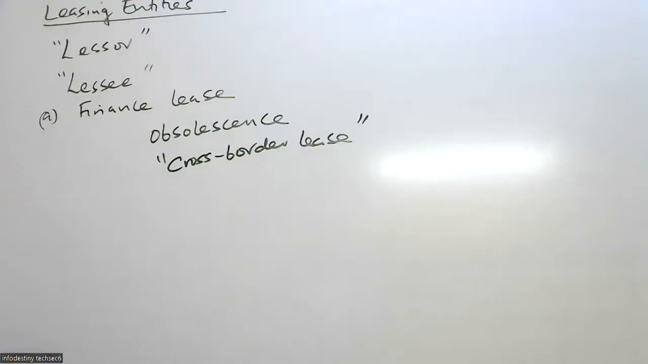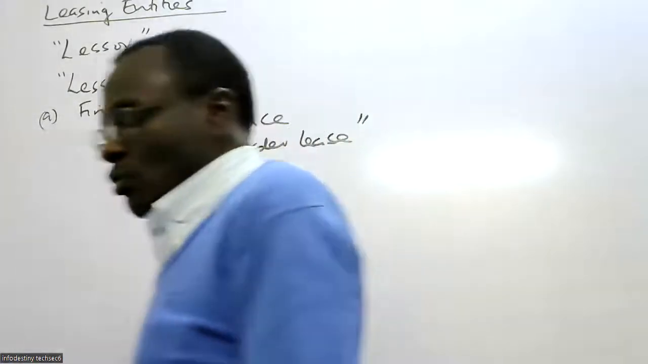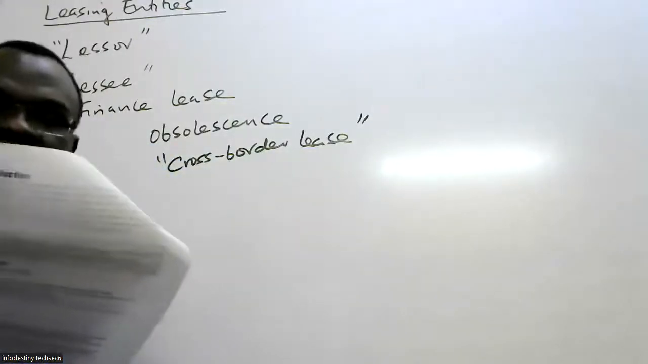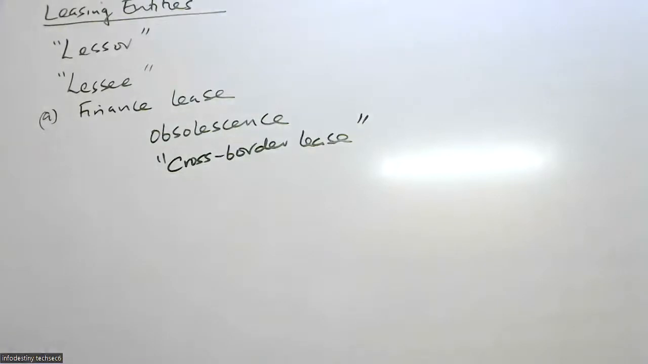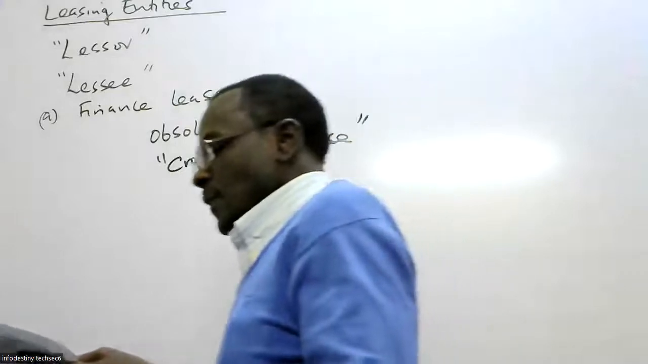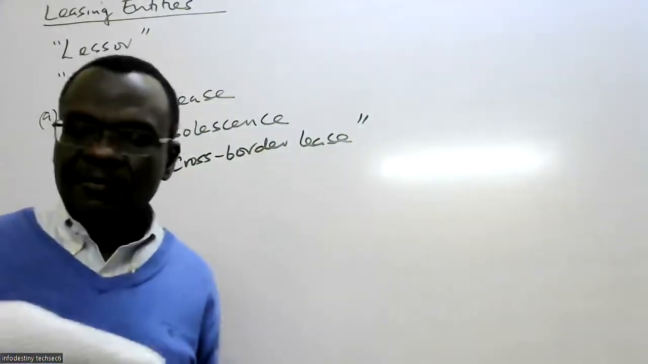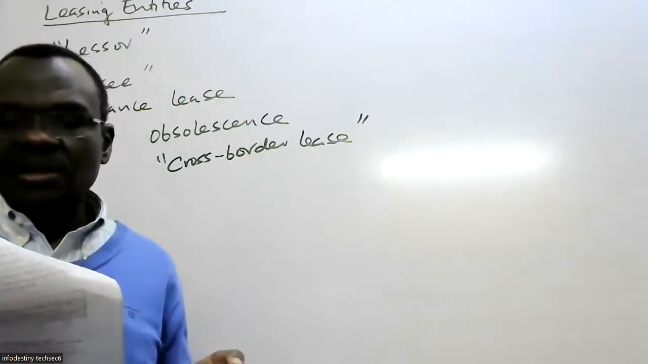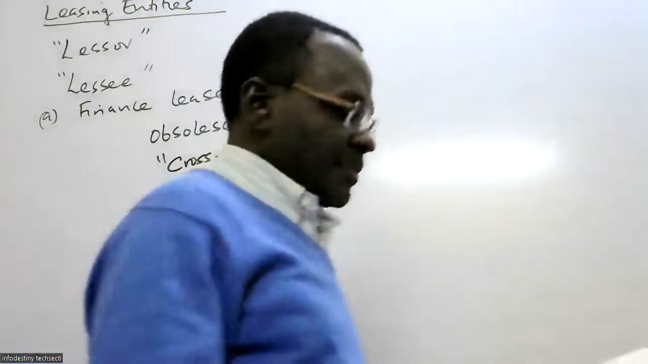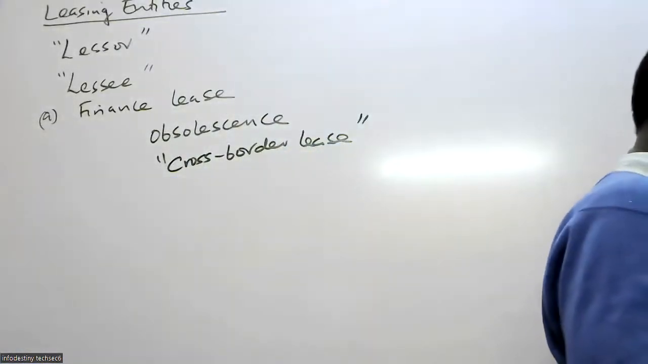Number four, the income accruing to the lessor from payments received, irrespective of a finance or operating lease, shall be chargeable to tax.